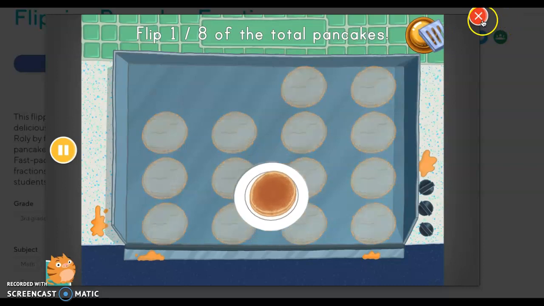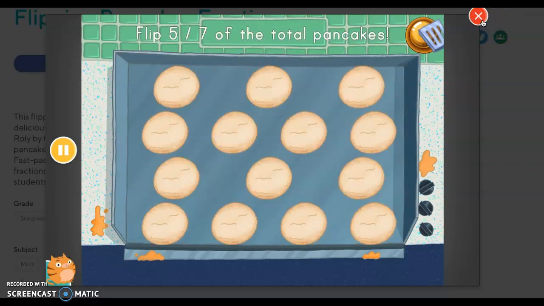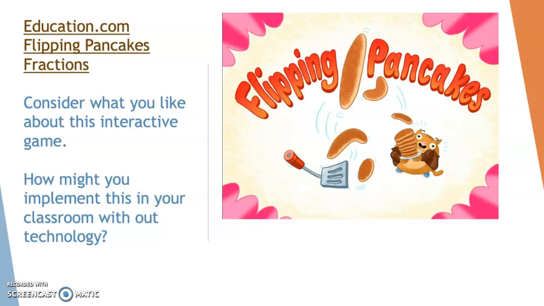Ding. Okay. This one takes you through 4 or 5 problems, and then it gives you a congratulatory message at the end with a big stack of pancakes. Remember to consider what you like about an interactive game or a website, and think about how you might implement this in your classroom without technology. Okay? Without it. So think about manipulatives if you were going to do similar activities in the classroom. Good.